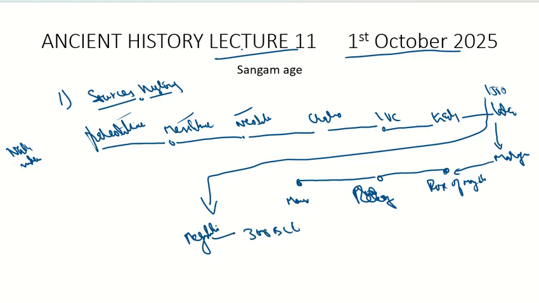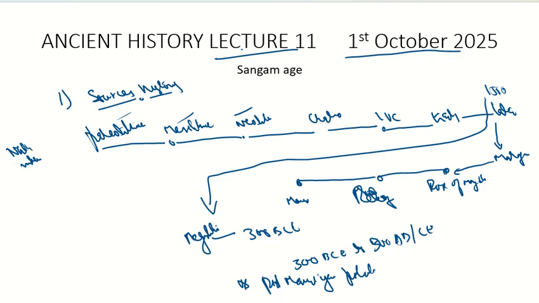Now, today, our discussion would revolve around 300 BCE to 300 CE, common era. And then after that we will discuss the Sangam age, we will take up the post-Mauryan politics, so that we'll connect these two together and then we'll move in a very systematic way.